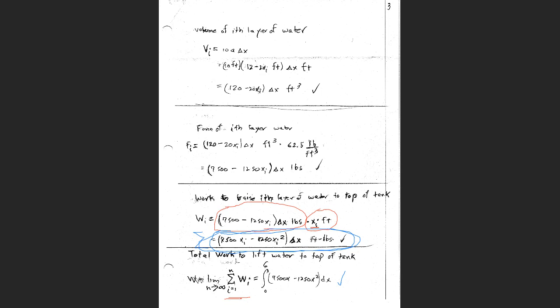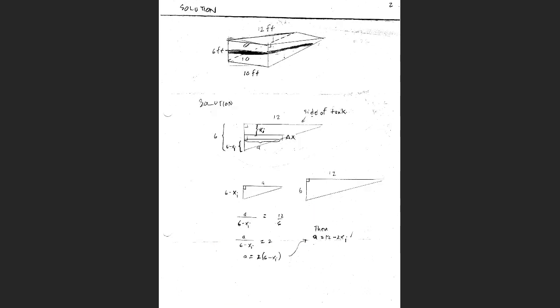And now Samuel's wondering about these limits. So the limits I have are from 0 to 6. How am I getting these limits? Well, if we go back to the picture, this tank is full of water. So this is different than example 4 in your textbook. That tank of water wasn't full of water, but this tank of water is full of water.